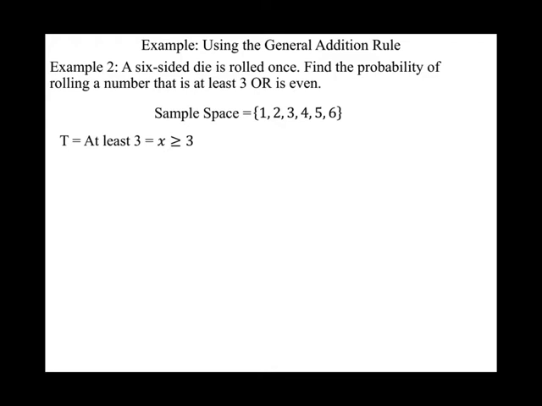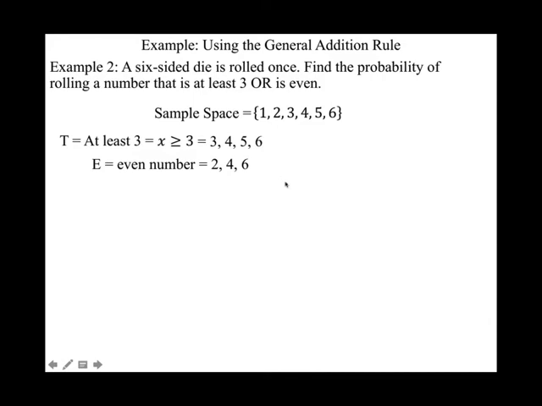Okay, so think about it. What's x greater than or equal to 3? In this sample space, 3 is greater than or equal to 3. 4 is greater than or equal to 3. 5 and 6 are also greater than or equal to 3. So I want to get 3, 4, 5, or 6 in here. And what is an even number? We're gonna let E, the event E, be an even number, which is gonna be 2, 4, and 6.